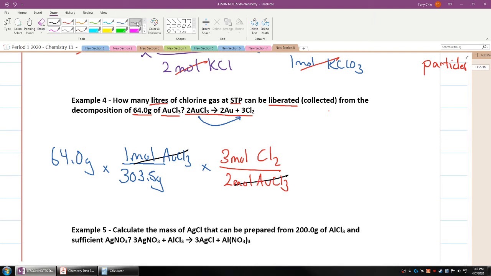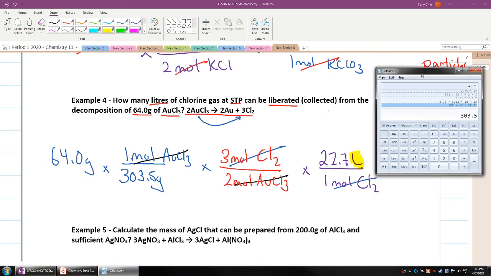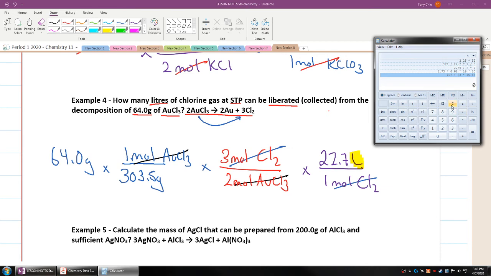Now, our last step, we're now in moles of Cl2. You now want to get to liters STP. STP again is 22.7 liters per 1 mole of Cl2. And right here, you cancel your moles Cl2, you're left with just your liters. So if I plug this into my calculator, how many liters do I get from the decomposition of 64.0 grams of gold 3 chloride?